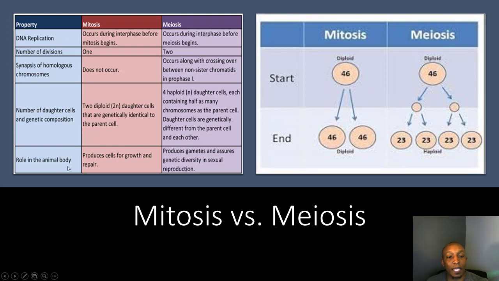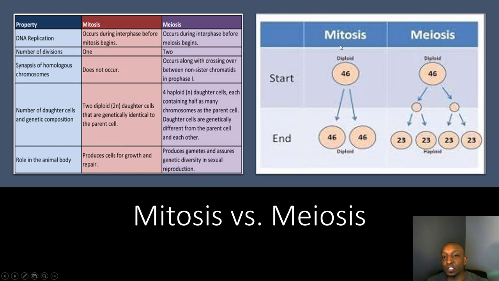And then the role in the animal body. In mitosis, they produce cells for growth and repair. So just like when we were saying the blood cells, the bone cells, tissue cells. And then if we look at meiosis, they produce gametes and assure genetic diversity in sexual reproduction. And this is what helps continue a species of organisms.